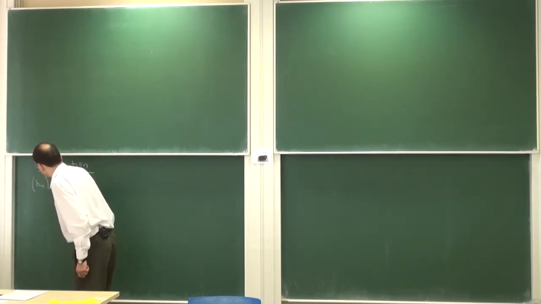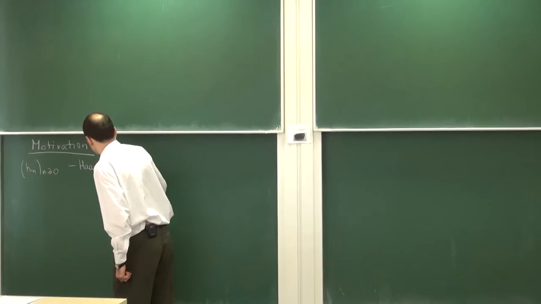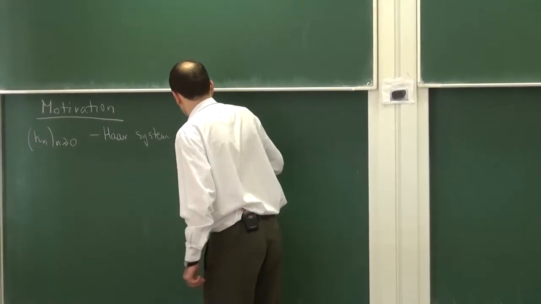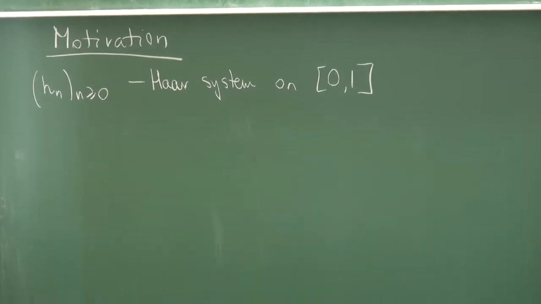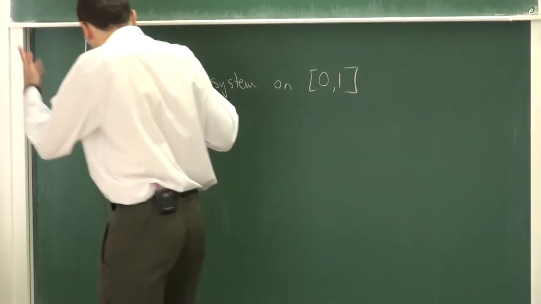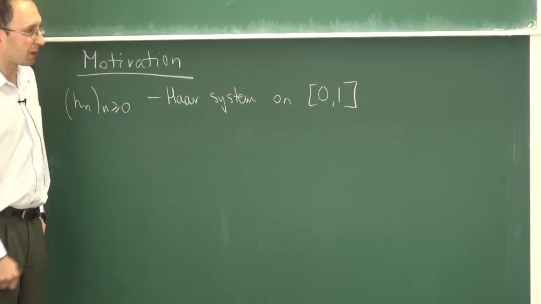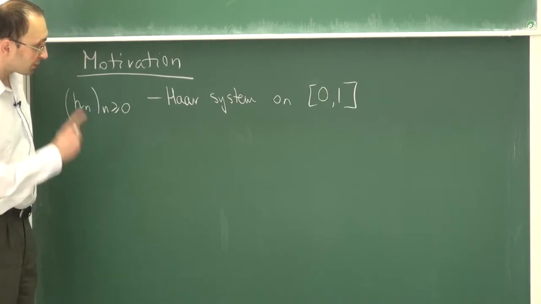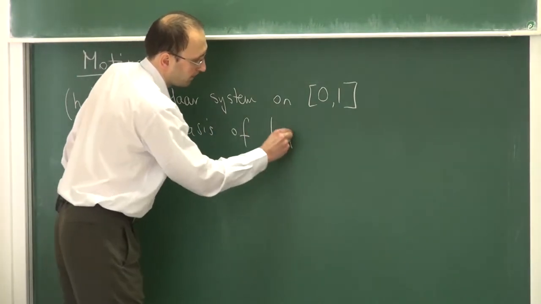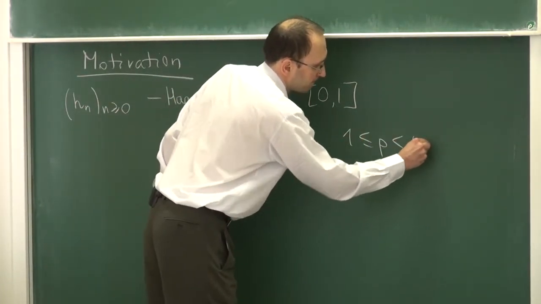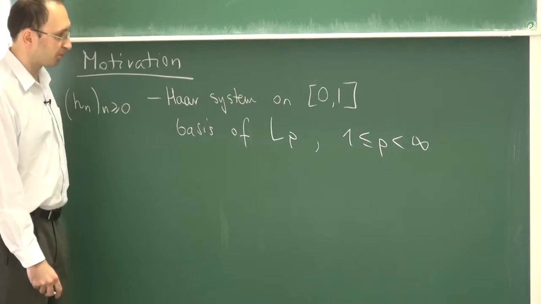So let us assume that h_n is the Haar system, the classical system of functions on the interval [0,1]. A classical result of Schauder asserts that this is a basis of L^p, for p between 1 and infinity, 1 included, infinity excluded. And another classical result, which is due to Paley, asserts the following.